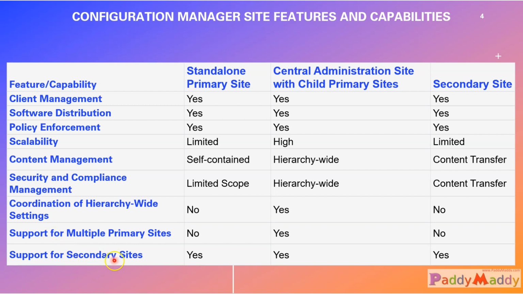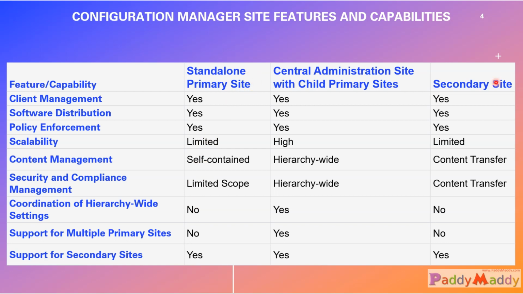And support for the secondary sites: secondaries can always report to a primary, and they cannot report to a CAS site directly. So it is possible to report directly to the standalone primary, and with a child primary it is possible. That's the advantage with the secondary sites. So in this slide, we learned about the capabilities, the core capabilities.